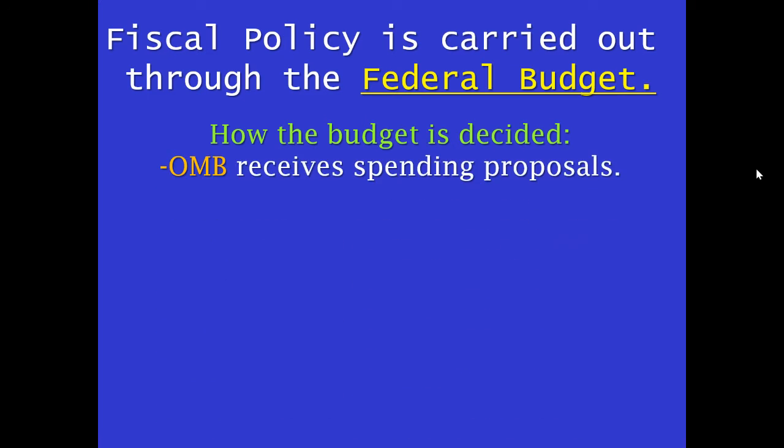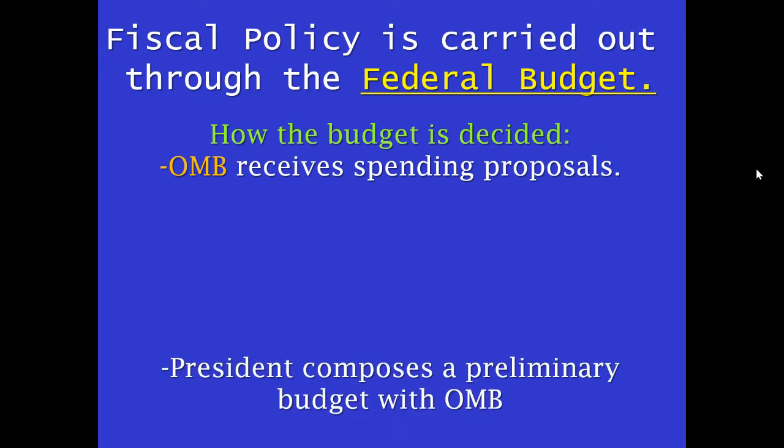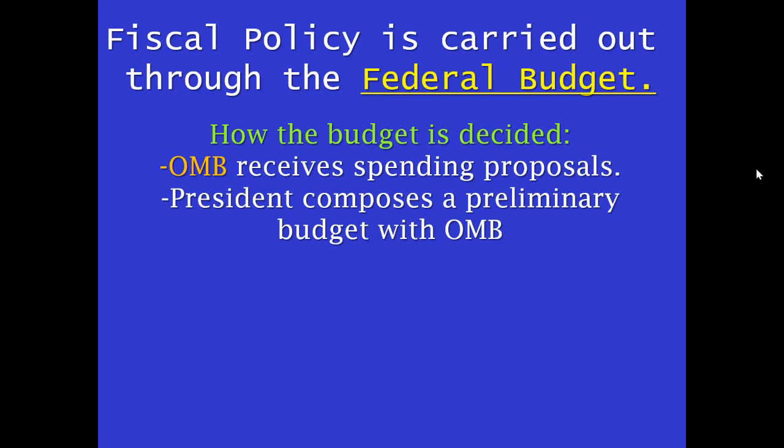So the very first thing that happens: OMB, guys, that's an abbreviation for Office of Management and Budget. They receive spending proposals from all over the country, and they work for the president. This is an agency that basically puts to work what the president plans for the year, and they help gather those proposals into a solidified budget. The president composes that preliminary budget in conjunction with the OMB. So this process really does begin with the executive branch.